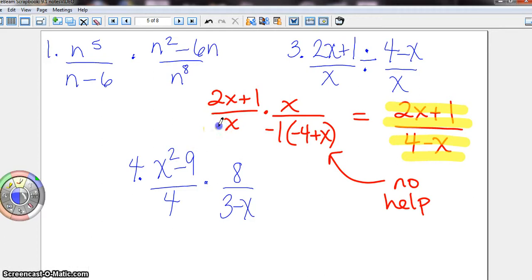What does cancel for us? X and X. So all we're left with is the 2x plus 1 at the top, the 4 minus x at the bottom. That gives us the answer.